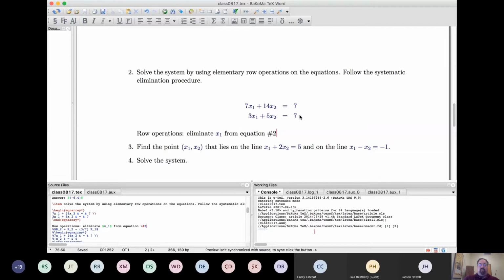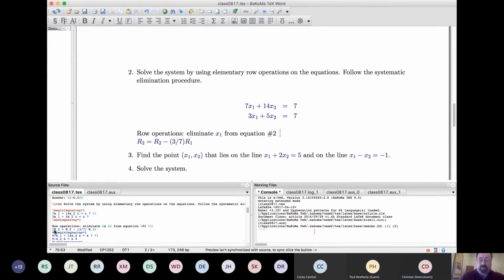So the thing is, if I'm going to take this row and add or subtract from it, I like to think of subtraction because it seems to be easier to figure out what to do. A multiple of this row to be subtracted from this row. What should I multiply this by? Unmute yourself and tell me, somebody. 3/7? Yes, 3/7. Okay, so that's the row operation to be performed here.